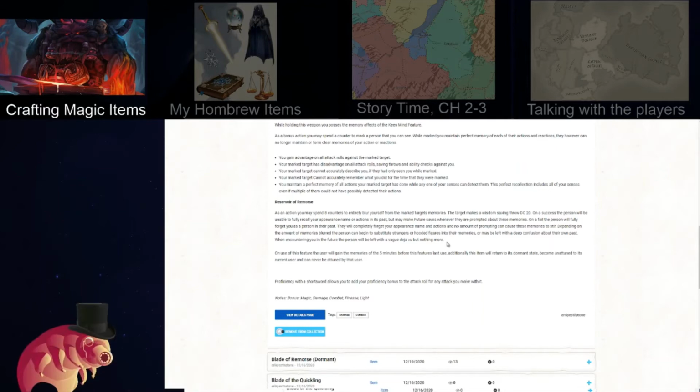On use of this feature, the user will gain the memories of the 5 minutes before this feature was last used. Additionally, this item will return to its dormant state, become unattuned to its current user, and will never be attuned to that user again.